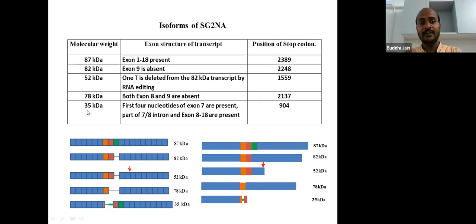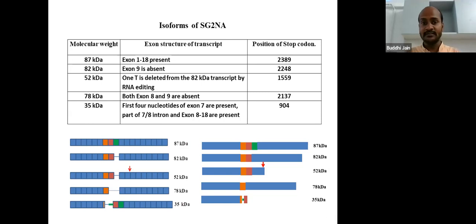And the 35 kilodalton isoform is also generated by intron retention after exon 7, and because of this intron retention, again this leads to premature termination and the generation of smaller variants of the protein. So these are the isoform architecture of this protein.